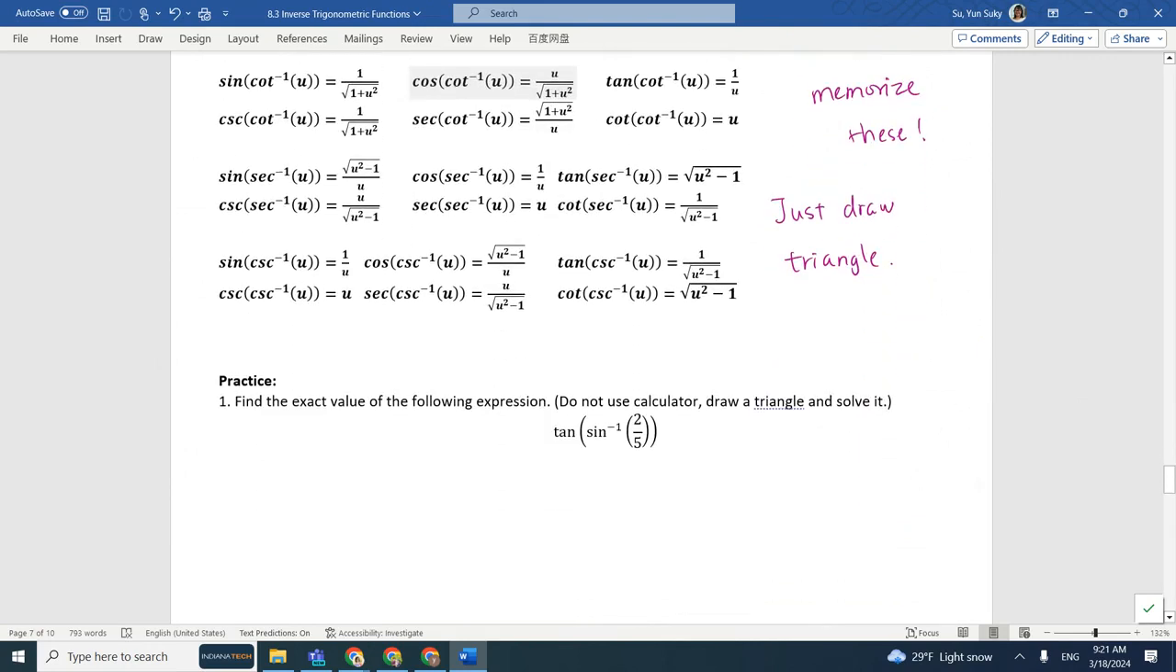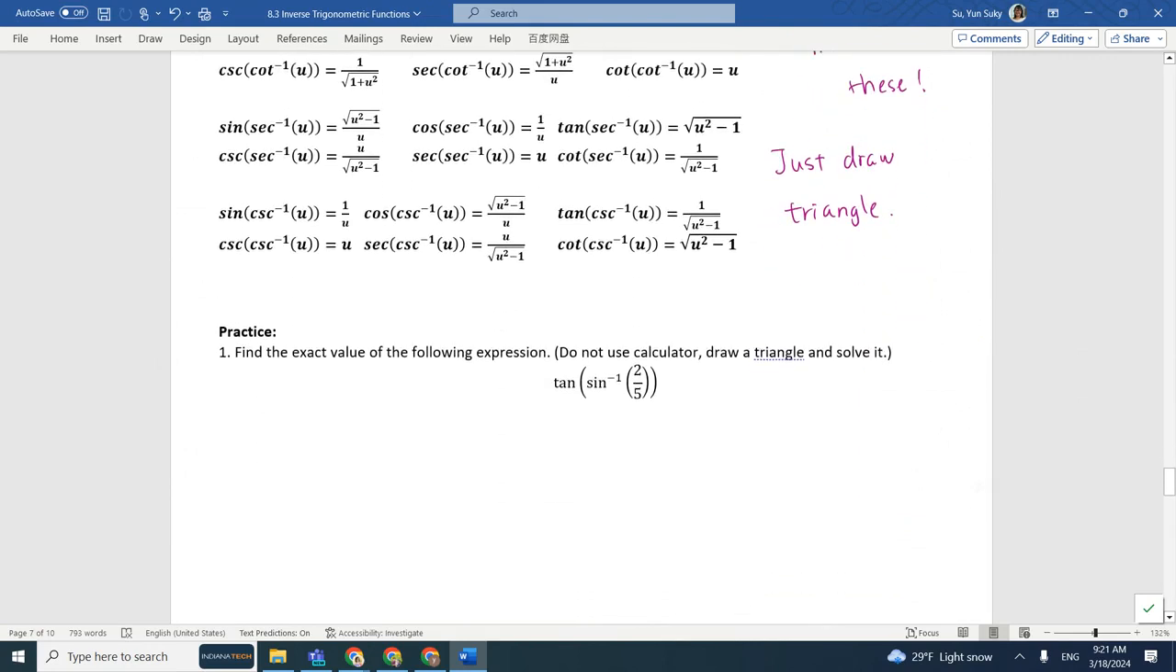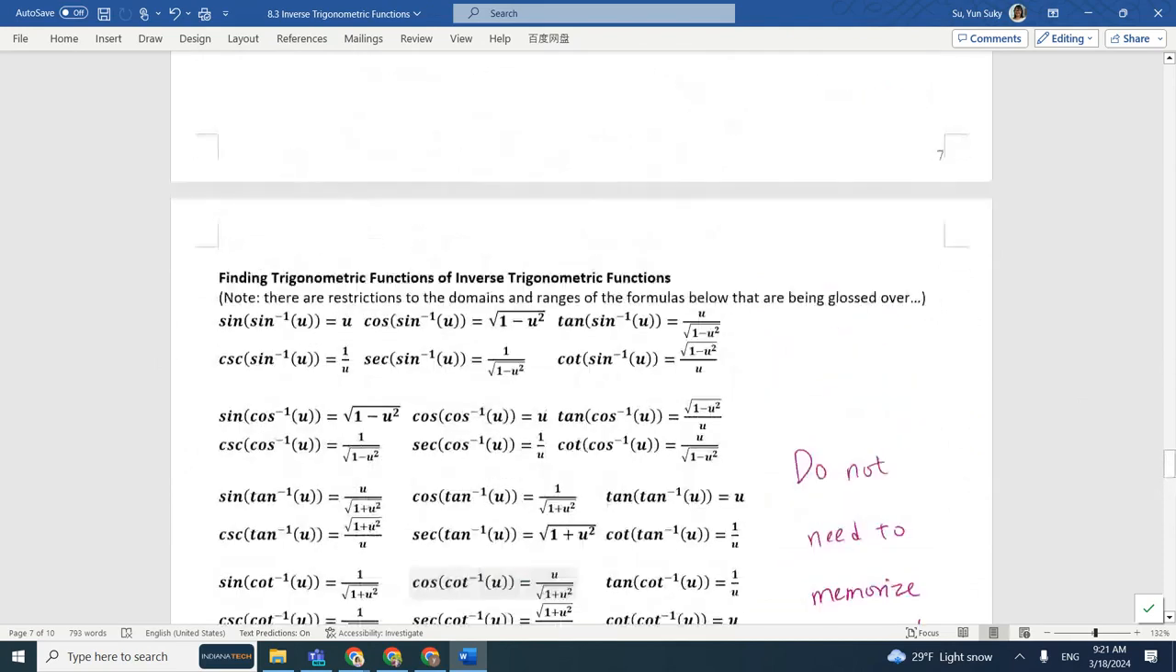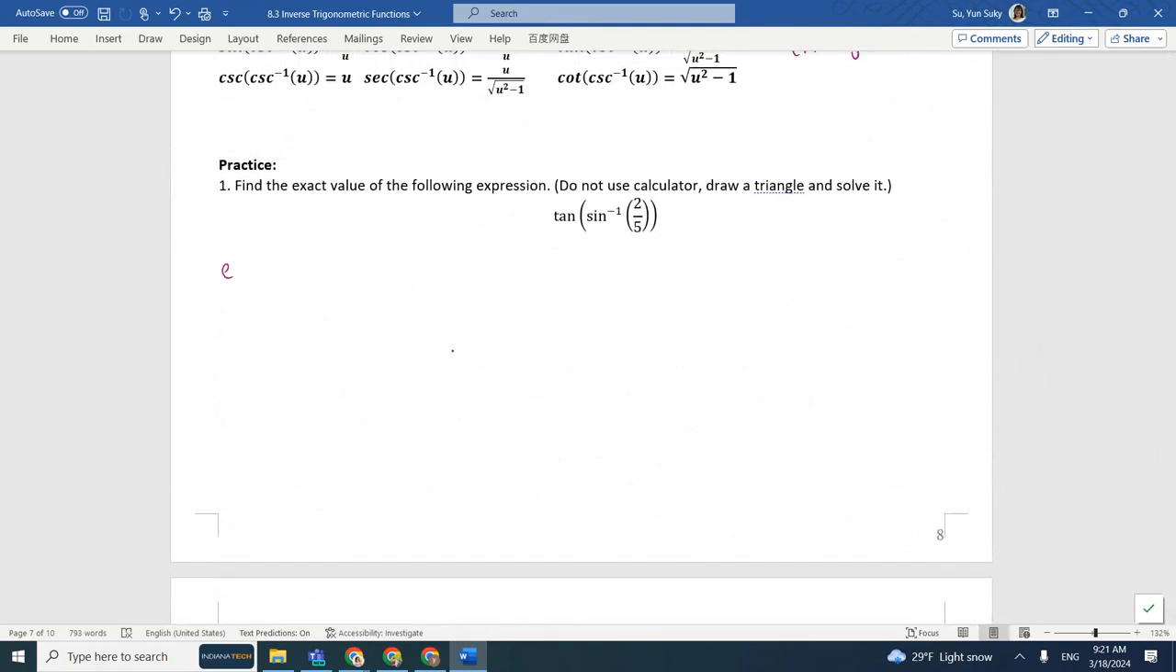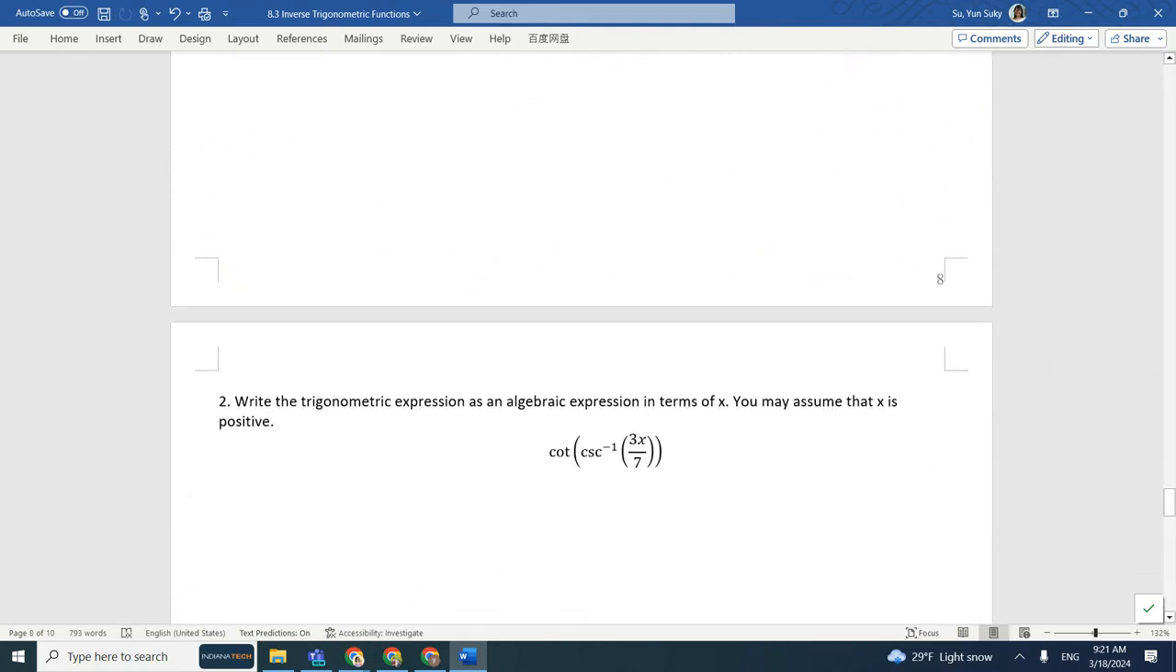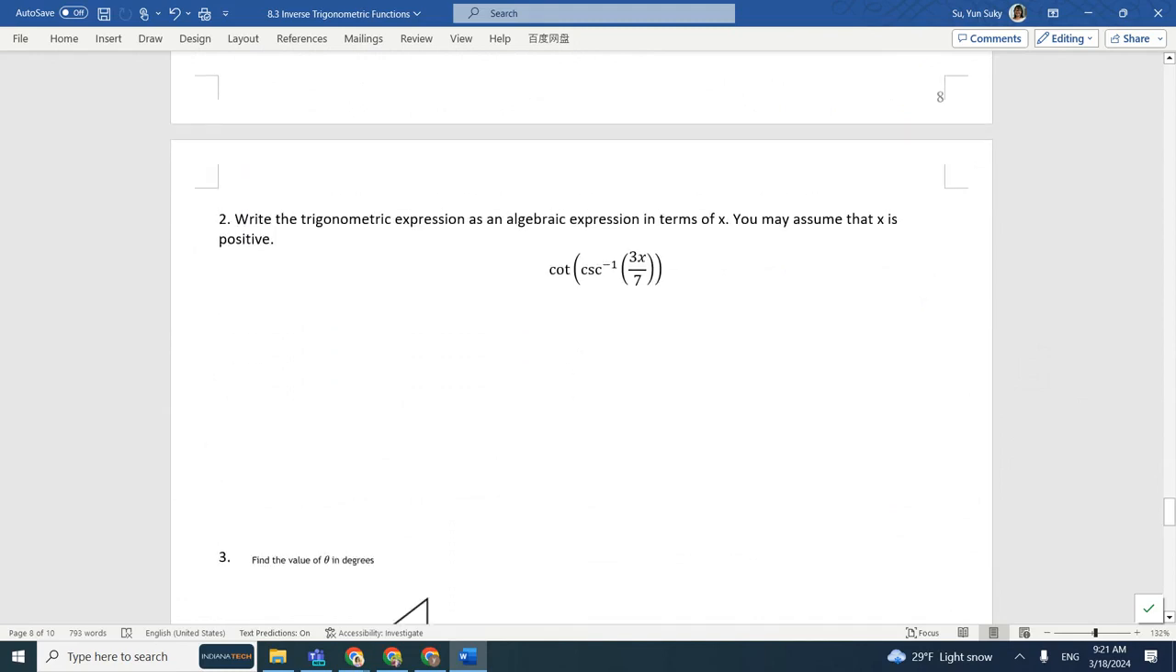Because we already did 2 problems and we don't have much time, I will let you do this problem at home. Is that okay, everybody? Use the same method. And I would like to do number 2 with you. Do you see we have a variable x inside? That's okay, we use the same method. You don't have to have numbers inside; you can have a variable. Draw a triangle.